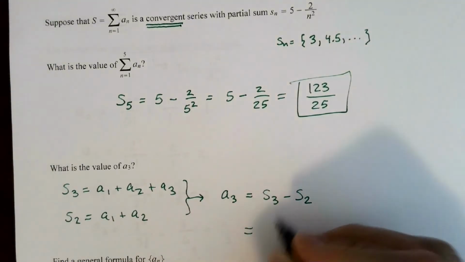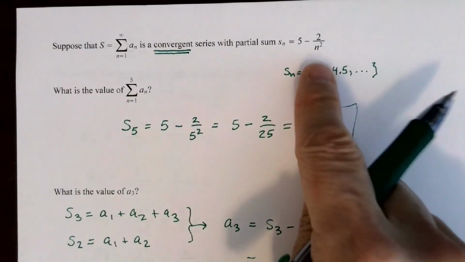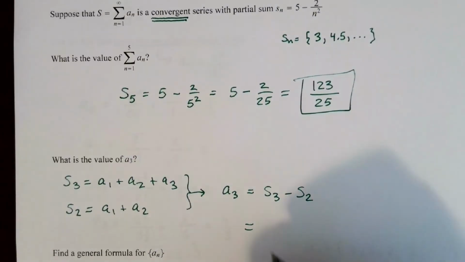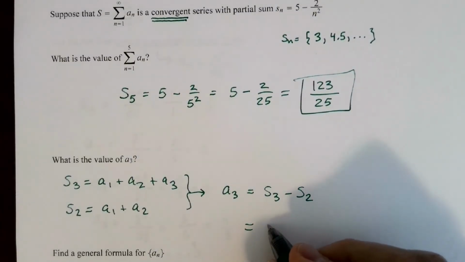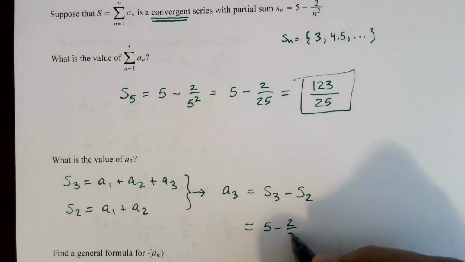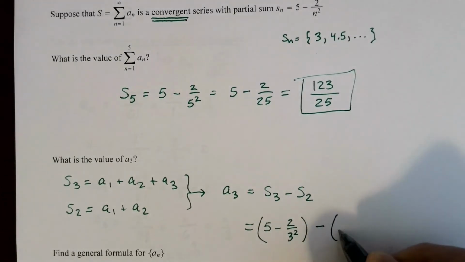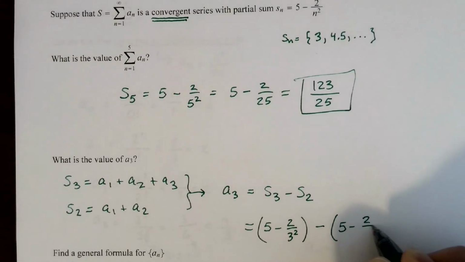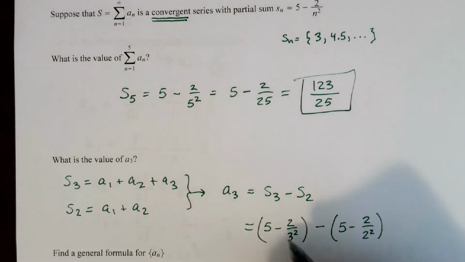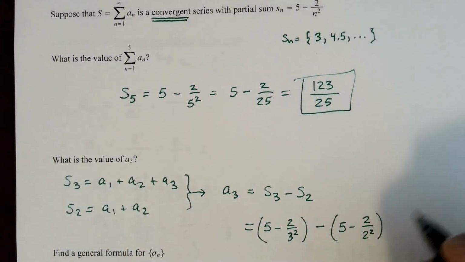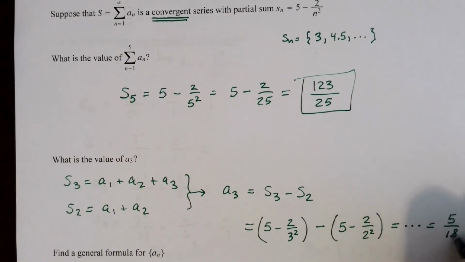What's S sub 3? Now I can use this, right? You can use this sequence of partial sums, nth term. So it's 5 minus 2 divided by 3 squared, minus 5 minus 2 divided by 2 squared. I get 2 ninths, 2 fourths, or a half. Do the arithmetic for me. Simplify, subtract, and you should get 5 eighteenths.